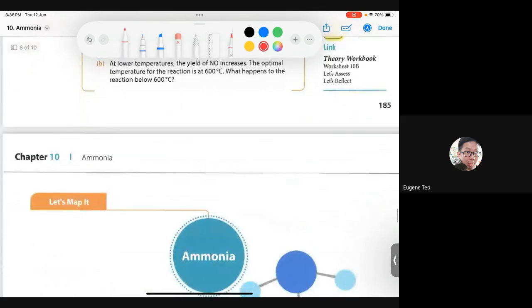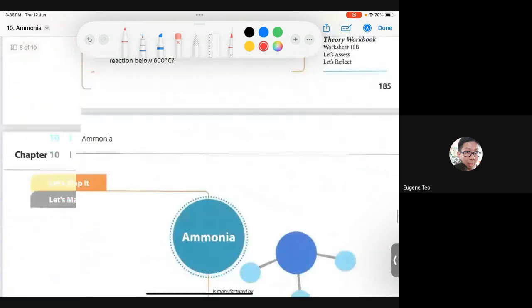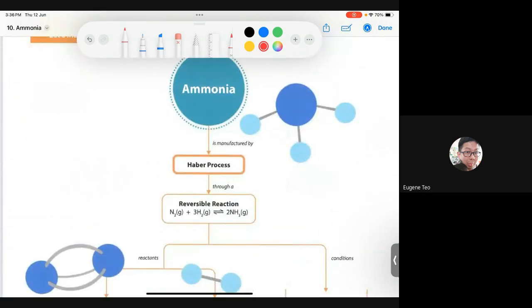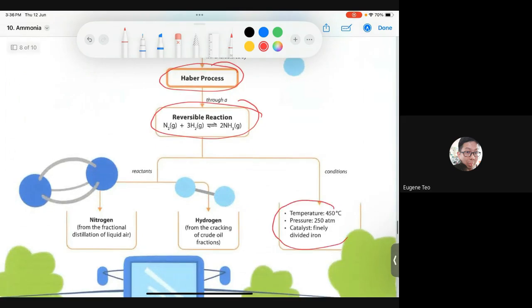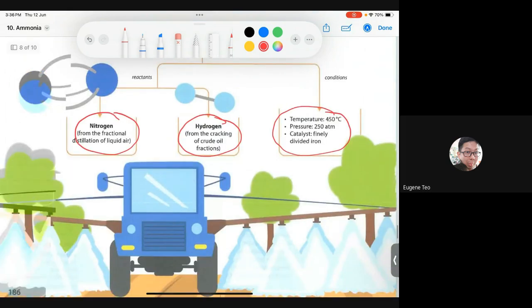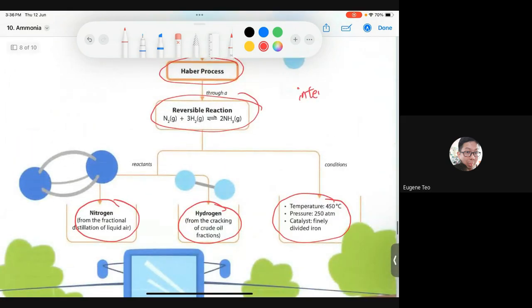So yeah, that will be it already. In summary of this chapter, you learned about the Haber process and that it's a reversible reaction. You learned about the conditions for the Haber process, and where the reactants come from, like nitrogen and hydrogen. And lastly, you learned how to interpret data from graphs about industrial processes. That's all for this chapter.